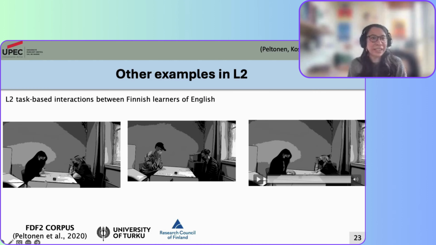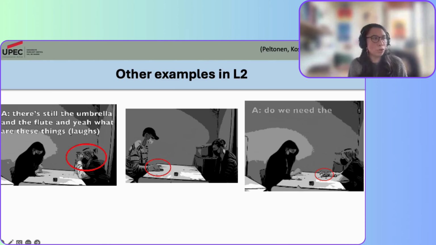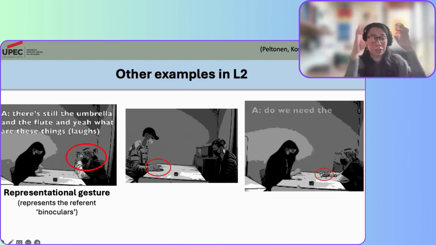Okay, so you may have your guesses already, but if you look at these, each time the gesture I showed serves a different function. In the first one, for example, she's looking for the word binoculars, and before she says it, she does this representational gesture to refer to the binoculars, the shape of the binoculars, and also the action associated with using binoculars. Because they're not just glasses.